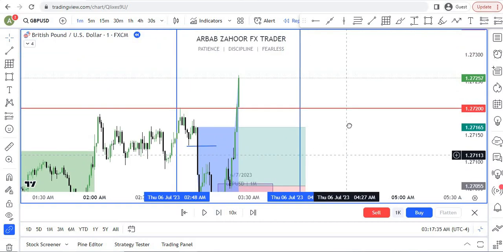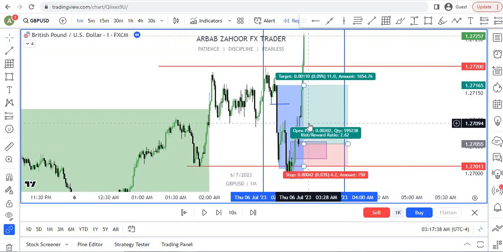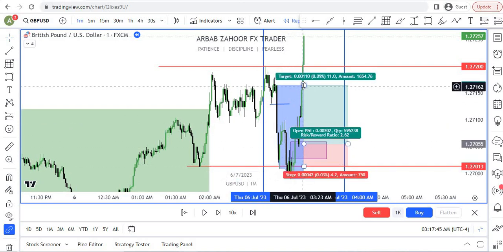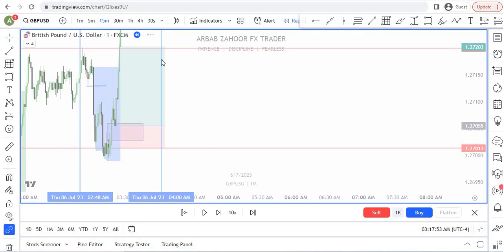and we hit our opposite side liquidity as well. So once you get this market structure here, a break of structure, you can put your break even and trail or close half. It's all up to you. Okay, let's jump to the last day.